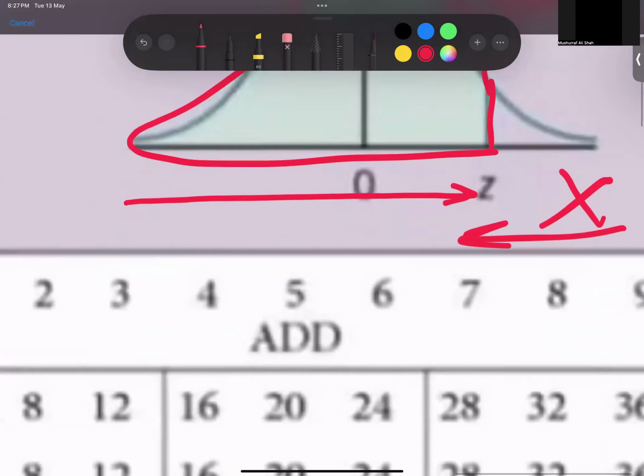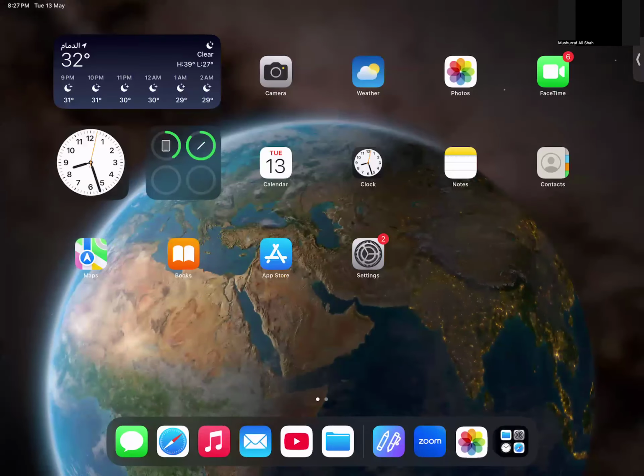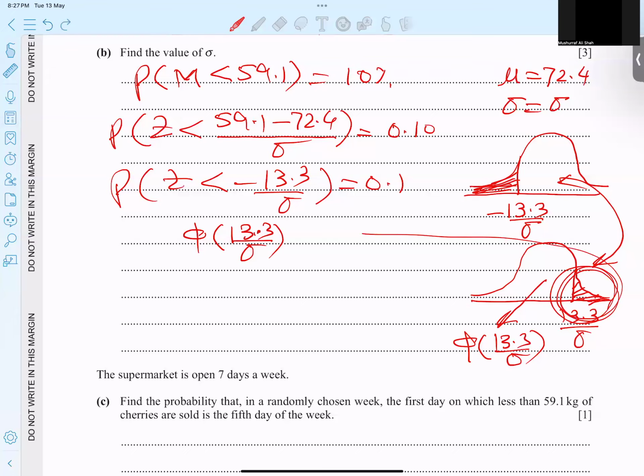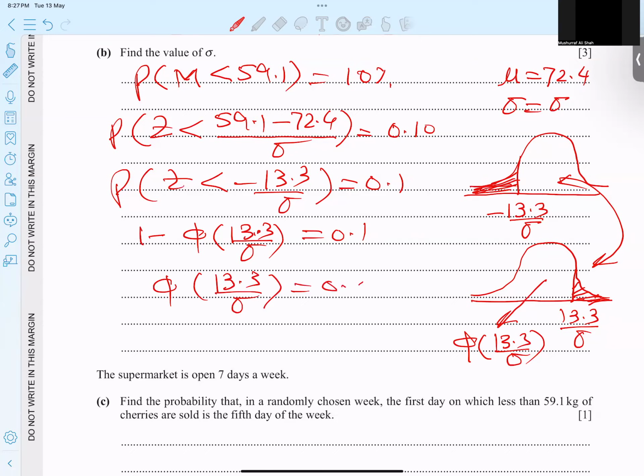I hope you got it. Same thing I'm talking about. This white region is called phi of 13.3 over sigma. But I need the reddish part. Because the full area is 1, I get 1 minus that. I think it's clear: if this goes to the other side, this comes to this side. And I get phi of 13.3 by sigma equal to 0.9.